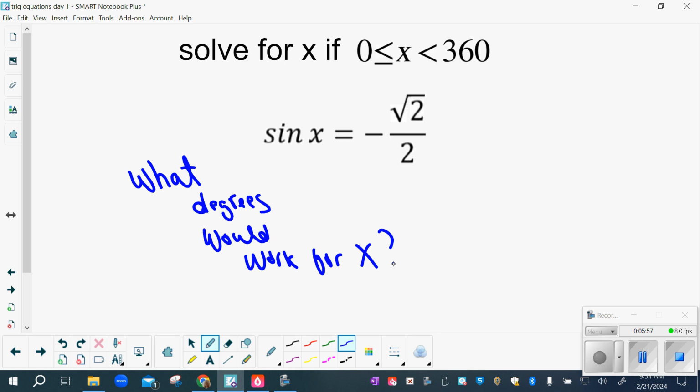So get your unit circle out and find all the places where sine is negative root 2 over 2. There are 2 of them. What is one of them? 225 is one of them. You got it. If you look at 225, the sine is negative root 2 over 2. Here's another one. 315. Awesome. You just solved the trig equation. Yeah. It's going to be that easy. Okay? You guys try one.